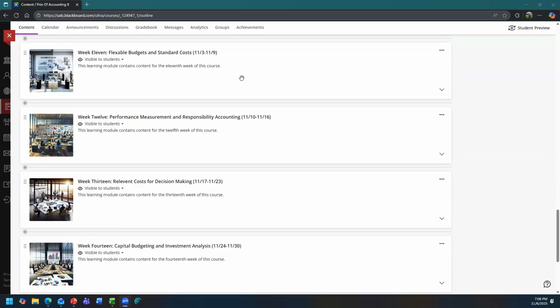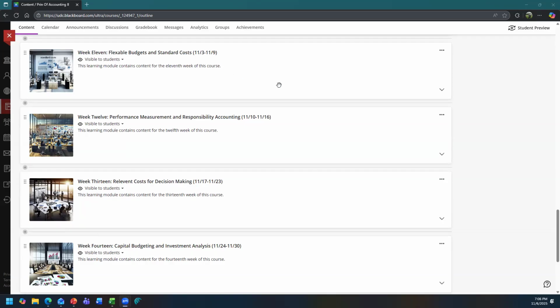Today we're going to talk about flexible budgets and standard costs. We're going to talk about this thing called variances, which is the difference between a standard cost and the actual cost. It's a topic that's very complicated, so I'm going to do my best to talk about all the different formulas that are involved here, so that you have a really good understanding of this topic.